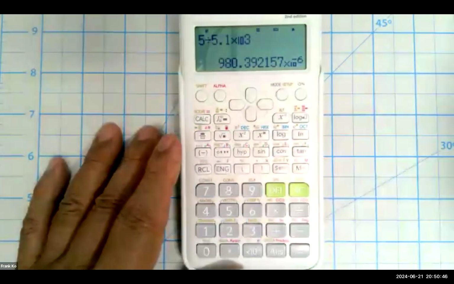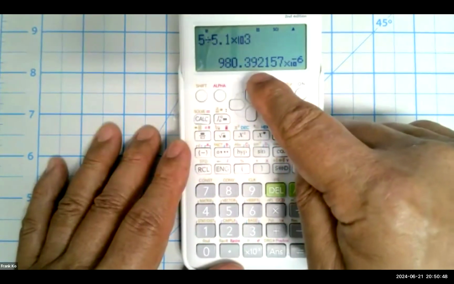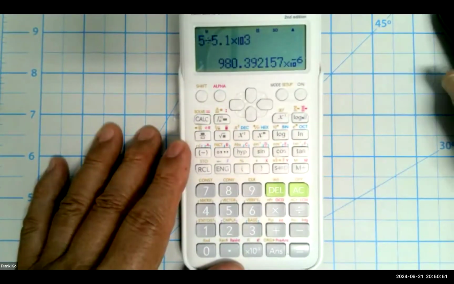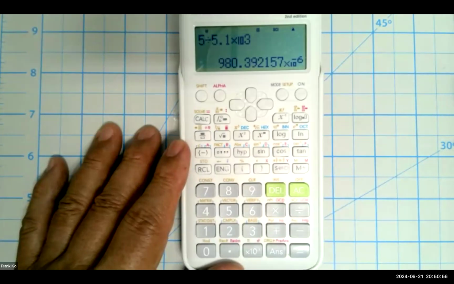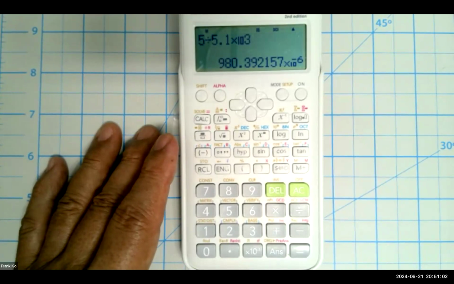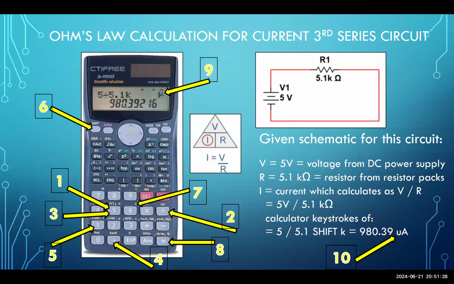So then you write down 980.39 microamps. So it's just a few more steps with something other than the recommended calculator, but you'll get there. Okay, so back to our slides, you can see on the lower right-hand corner of your screen, 980.39 microamps. And as I've said, the recommended calculator does show this in the proper engineering prefix. So let's go ahead and continue, we're almost done, to the next one.